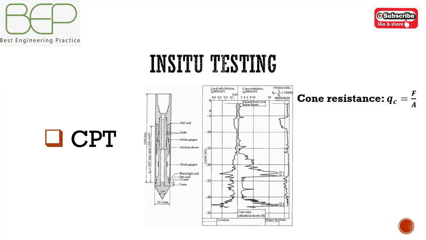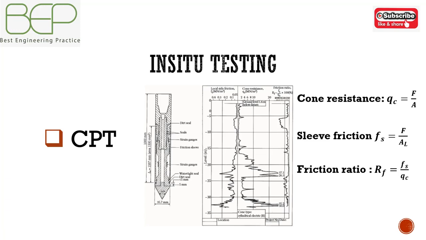The cone resistance is calculated by dividing the force necessary to advance the cone by its 10 cm² cross-sectional area. The sleeve friction is calculated by dividing the vertical shear force on the friction sleeve by its 150 cm² surface area. The friction ratio is obtained by dividing sleeve friction by cone resistance. Typically, near continuous plots of qc and fs are produced as a function of depth.